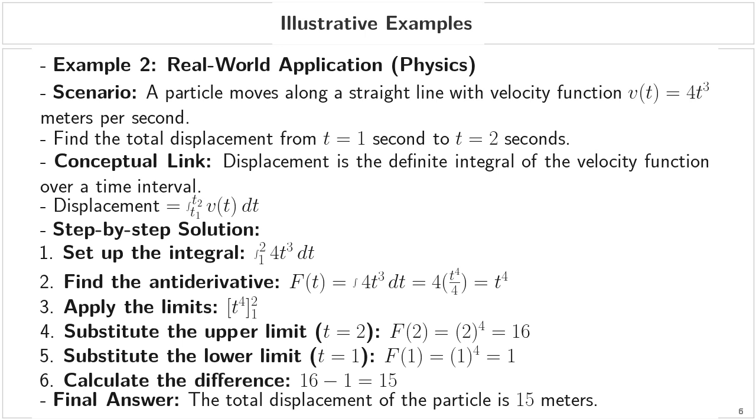So, you can see how the second fundamental theorem allows us to calculate the displacement directly from the velocity function, without needing to use Riemann sums or limits. This is a powerful tool for solving many problems in physics and other fields. Remember this example as we move forward, as it reinforces the practical application of the theorem.